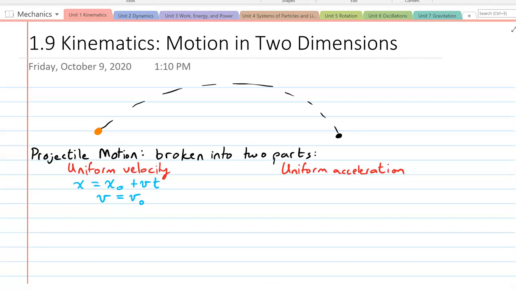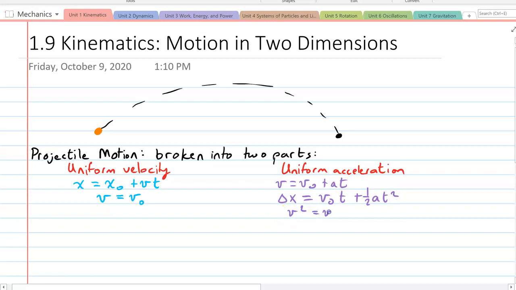And then uniform acceleration. We did that a lot in the past, I guess, 3 videos now. So here they are: v = v naught + at, and then we have position or displacement equals the initial velocity times time plus 1/2 at squared. We also have v squared equals v naught squared plus 2a delta x, and then we have the average velocity is equal to the average of the velocities, which is that, right?